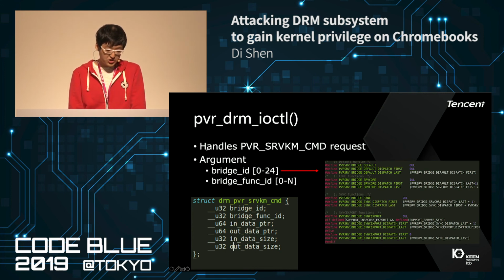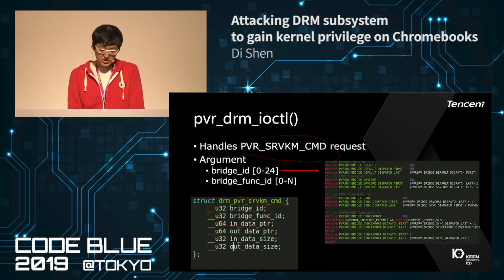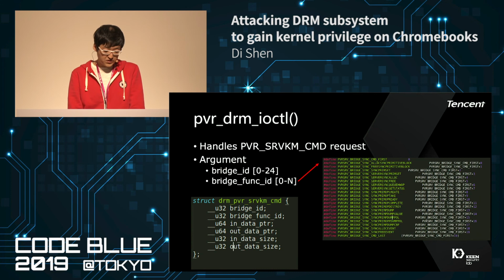This function actually handles a special command, that is PVR SRV KM CMD. And this command will accept a structure as a parameter. The structure includes two very important members. The first one is bridge ID. The second one is bridge function ID. The bridge ID has a range from 0 to 24, which means there are 25 bridges in total. For the bridge function ID, each bridge may have multiple function handlers. So the bridge function ID represents which function you want to call.